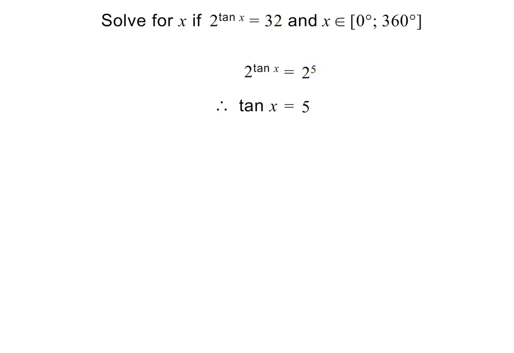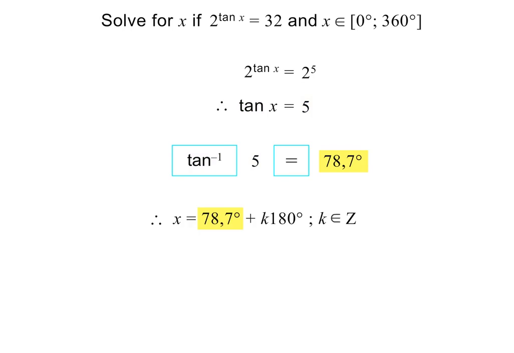We can then drop the bases to get that tan x equals 5. This gives us a very easy equation to solve. We begin with the following calculator work to get an angle to work with. Correct to one decimal place, we get the angle 78,7 degrees. The general solution for this equation is therefore 78,7 degrees plus k 180 degrees, where k is an element of the integers.